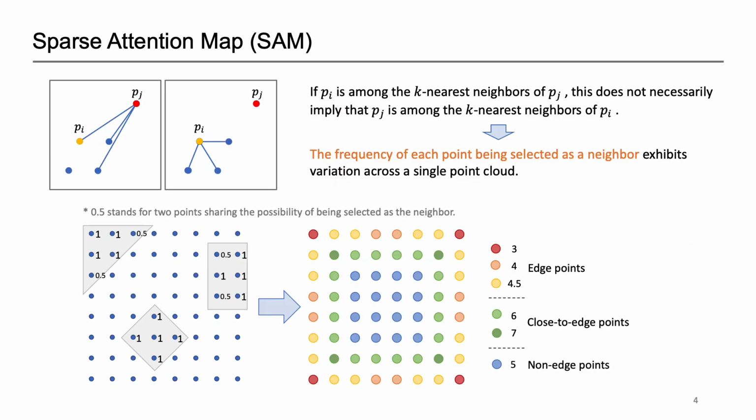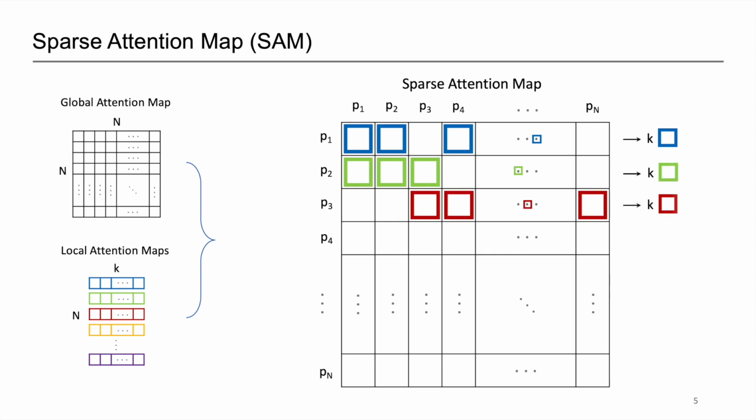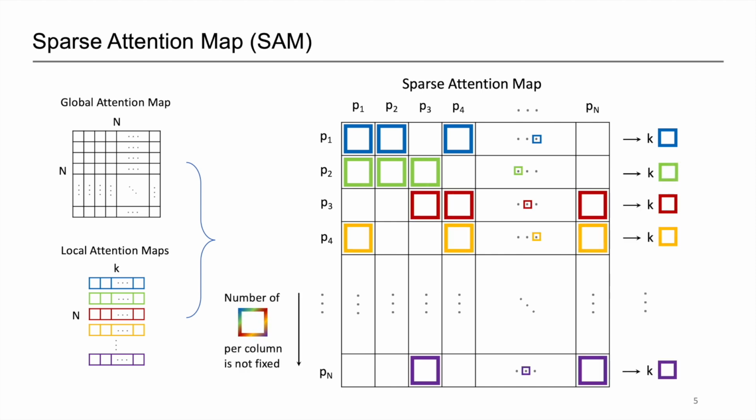The concept of sparse attention map originates from rethinking the mathematical characteristics of local details within point cloud shapes. One simple yet crucial observation was made: the frequency of each point being selected as a neighbor exhibits variation across a single point cloud. Building on this observation, we propose a sparse attention map to introduce new indexing modes. The sparse attention map integrates knowledge from both local and global information.